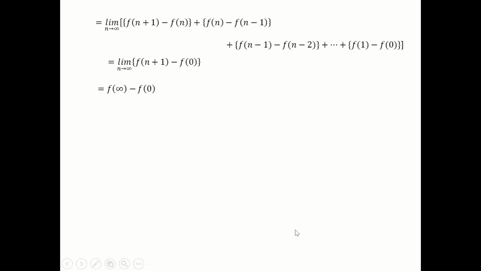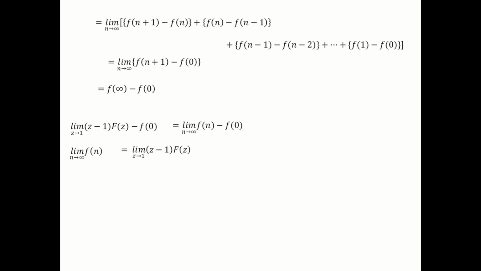Therefore, the limit as Z tends to 1 of Z minus 1 F of Z minus f of 0 equals the limit as n tends to infinity of f of n minus f of 0. F of infinity can be written as the limit as n tends to infinity of f of n. Therefore, the limit as n tends to infinity of f of n is equal to the limit as Z tends to 1 of Z minus 1 into F of Z, since minus f of 0 and minus f of 0 get cancelled. That's all. Thanks. We'll see you in the next video.